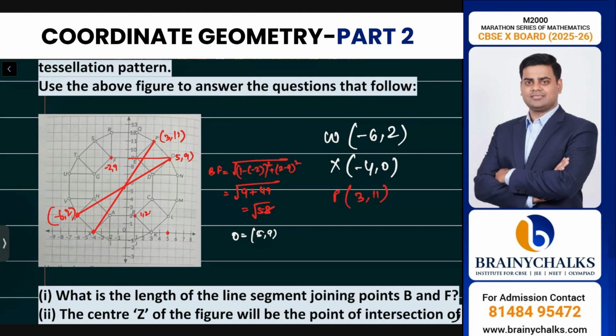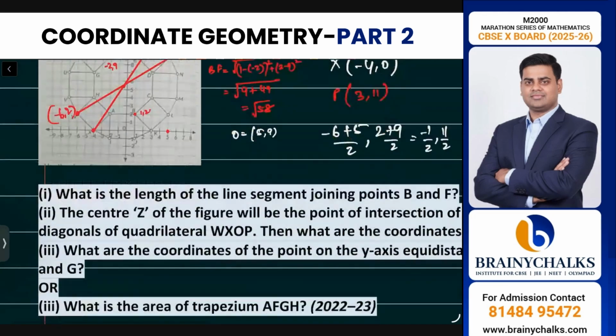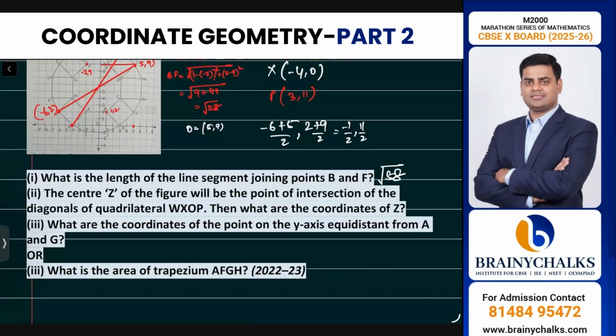So Z is the midpoint of W and O. So (-6 + 5)/2, (2 + 9)/2. So (-1/2, 11/2). What will be the coordinates of Z? (-1/2, 11/2). Fine. What are the coordinates of the point on the y-axis equidistant from A and G?